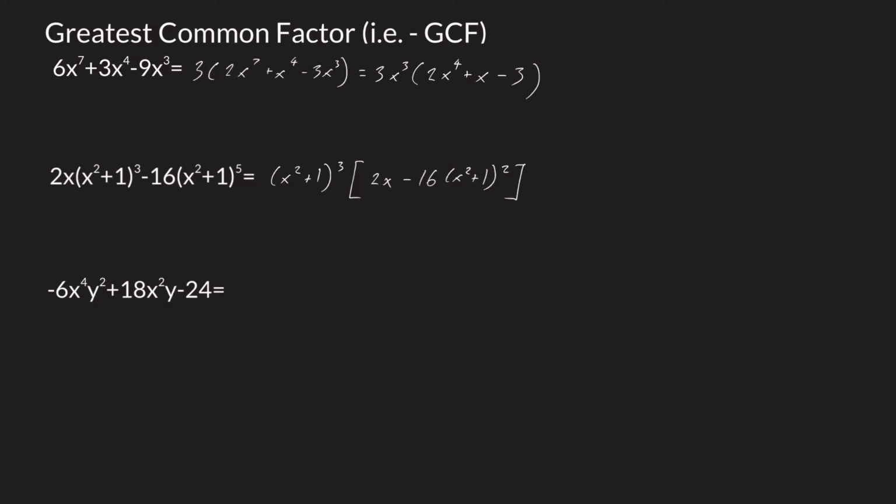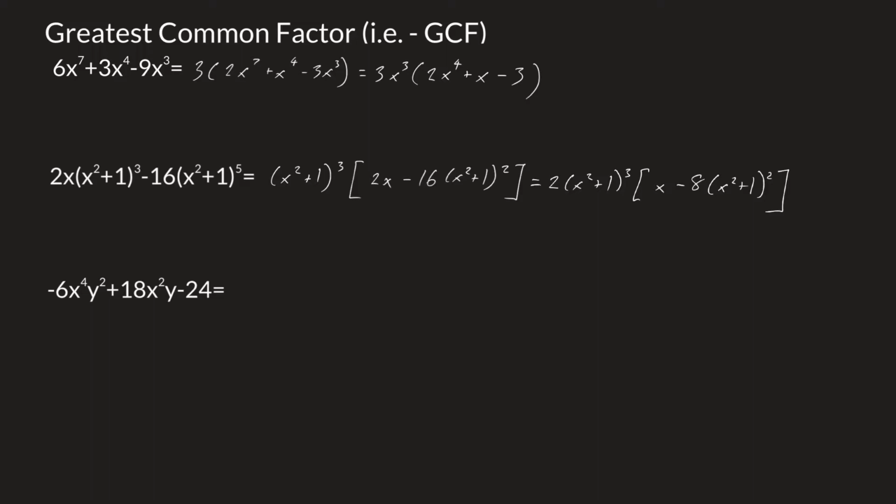But before we're done with this problem, what else do they have in common? The coefficients. Each term could spare a 2. So then, ultimately, we get 2 times x squared plus 1 cubed times x minus 8 times x squared plus 1 squared. Okay? And although that doesn't look elegant, that's as much as we're going to get with greatest common factor for that example. Let's move on to a third one.